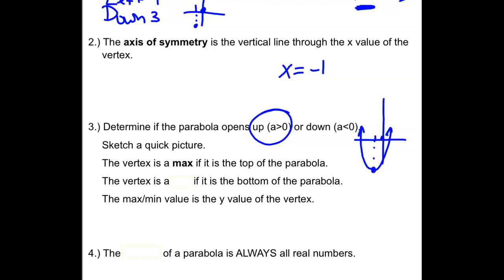So it's a max if it's at the top of a parabola. It's a minimum if it's at the bottom. Since ours is at the bottom here, we have a minimum. And the min or max value is just the y value of our vertex. And we said our vertex was at -1, -3. So I would say I have a minimum of y equaling -3.